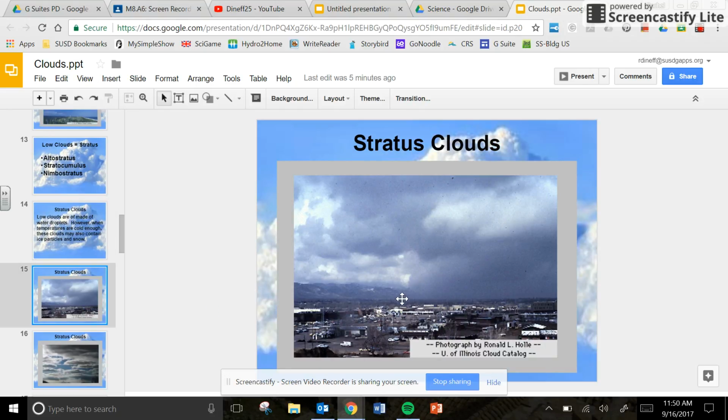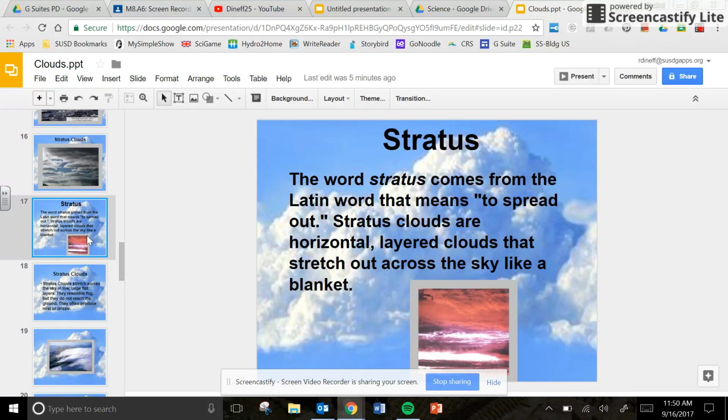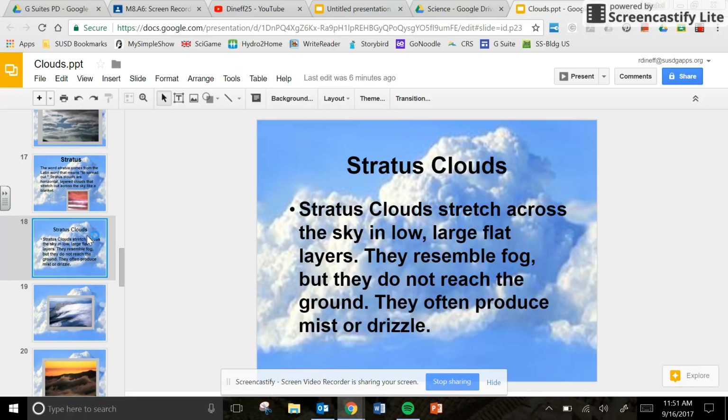As you see here, very close to this urban center, they look very large in the sky. You can easily see them. The word stratus comes from the Latin word that means to spread out. These are horizontal layered clouds that stretch out across the sky like a blanket. It's a little harder to see the blue of the sky or the sun, because a lot of times these stratus clouds block everything out because they're so horizontally laid out over the entire sky. Again, stretching across the sky in low, large, flat layers.